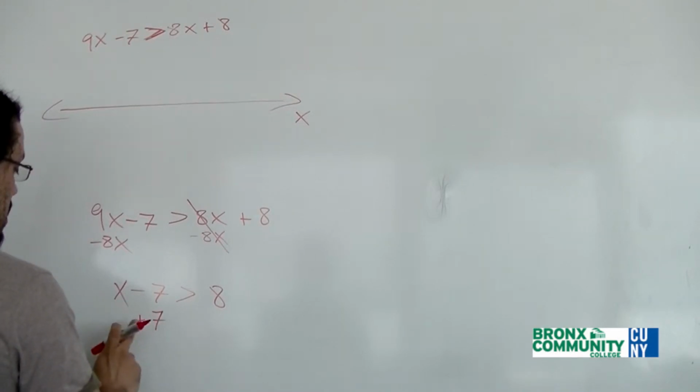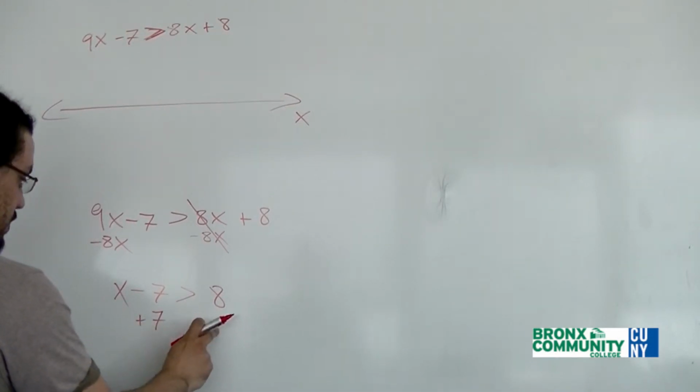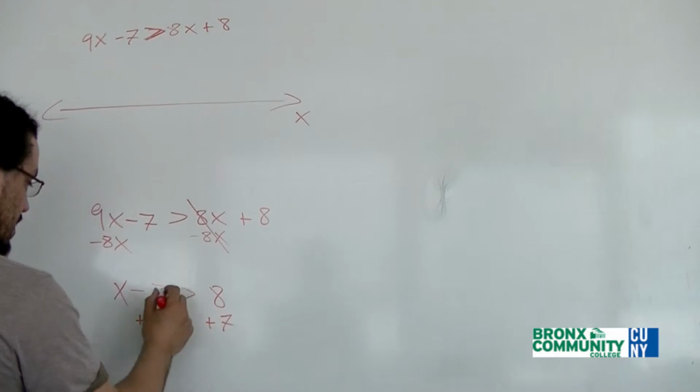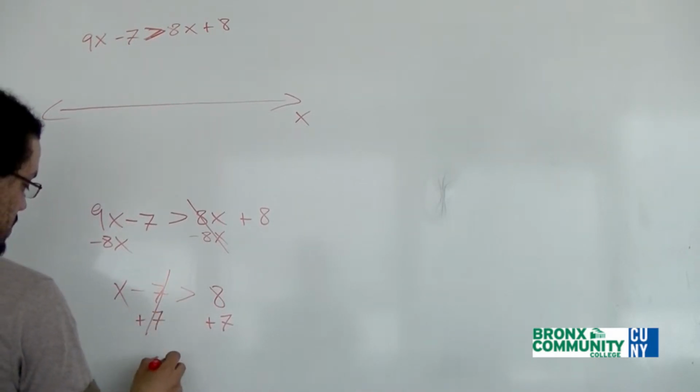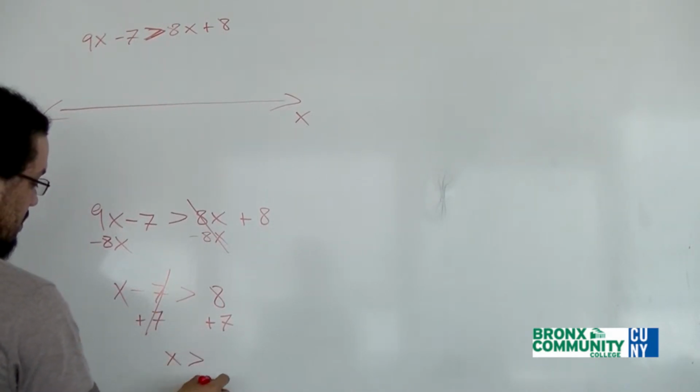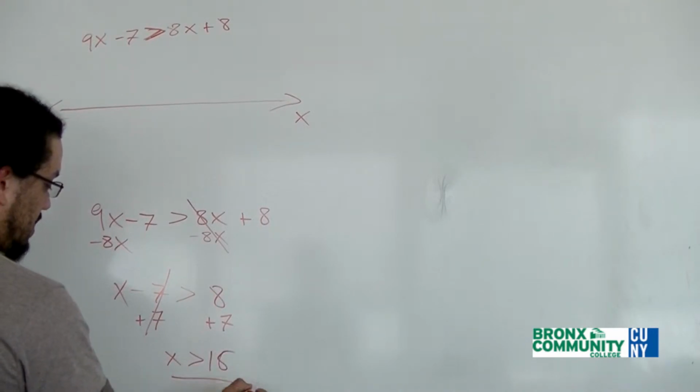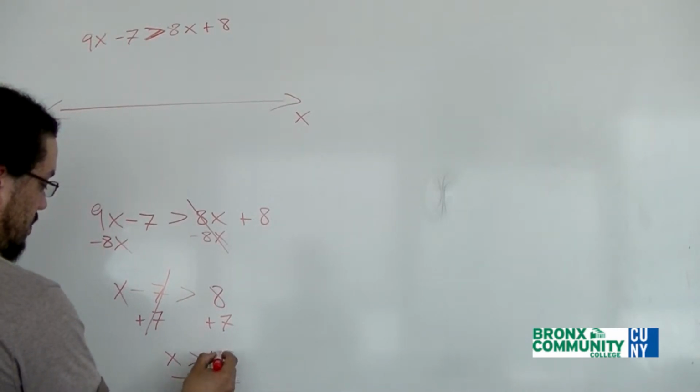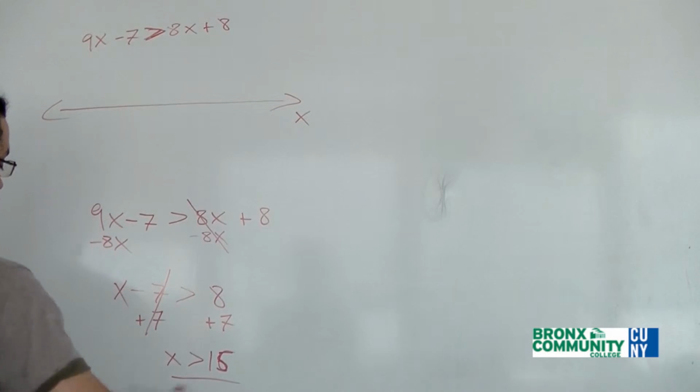Plus 7 to both sides. What we do on one side, we do to the other. So that will be 15. So x is greater than 15. We can leave it like that, right?